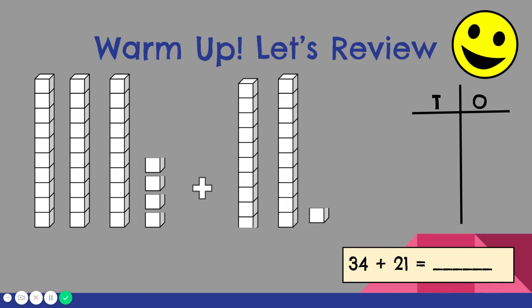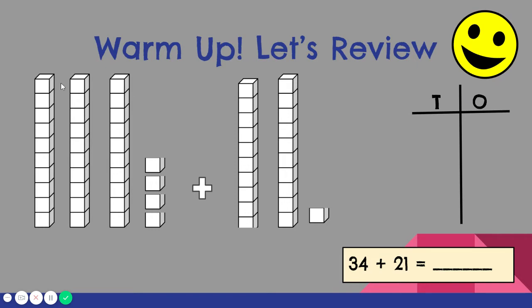For our last review problem, we are going to review how to add tens and ones, or sticks and stones, which some of you have been calling them. Remember, these are our tens and ones blocks. Each stick has 10. You could also just draw lines to represent your 10 blocks, but I have the blocks to show you. On the right over here, we have our tens and ones chart, where we're going to put our tens here and our ones here. And then when we read across, we will get our answer.